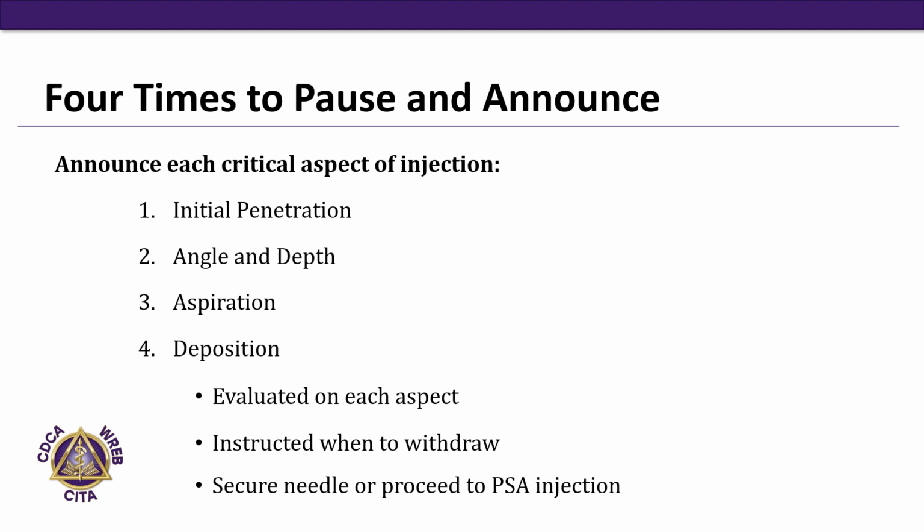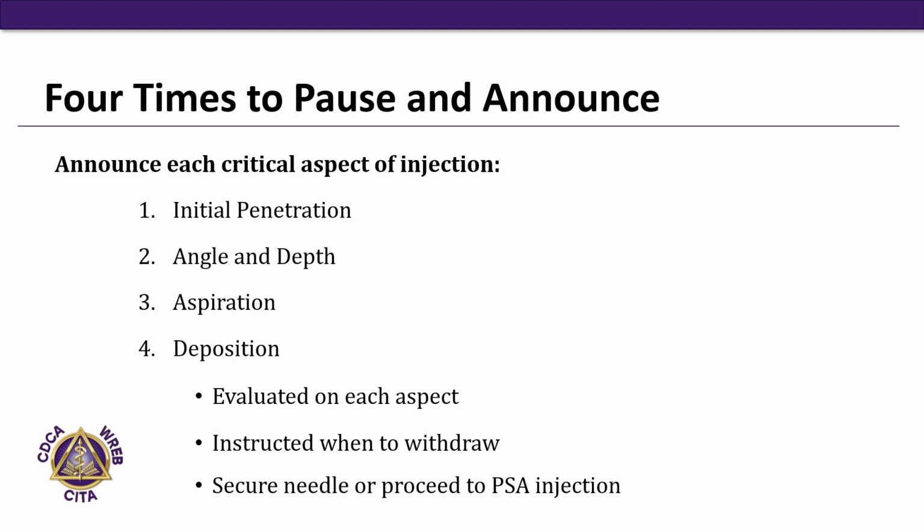During each injection, there are 4 times when you must pause and announce each critical aspect of the injection. Your technique is evaluated at each critical aspect. After observing each critical aspect, one examiner will say, "I see," and the other examiner will state, "Proceed." Announce the position upon initial penetration of the tissue, then pause to allow examiners to observe the position. Announce when you have reached the optimum angle and depth. It may take examiners a few seconds to observe the angle and depth.